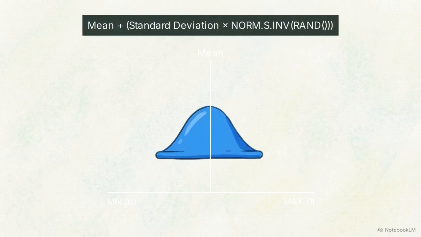For variables that follow a bell curve probability, like variable costs, we use a different equation. We take the mean, then add the standard deviation multiplied by the inverse standard normal distribution of our random number. This forces Excel to generate values that cluster naturally around your average.